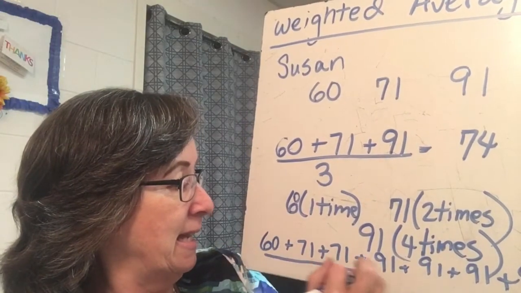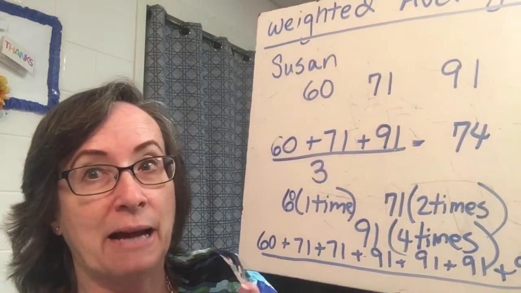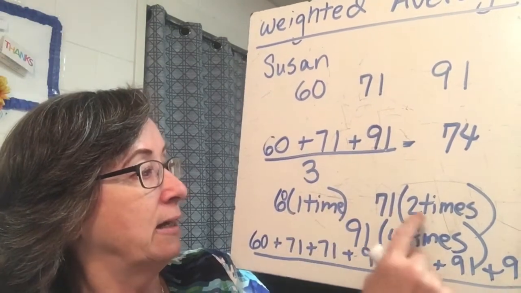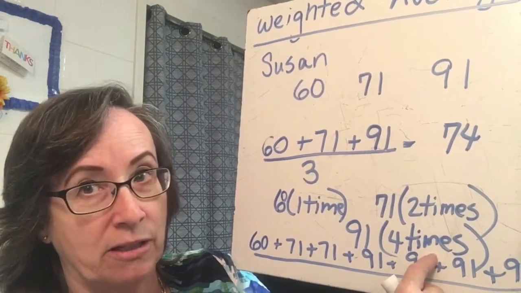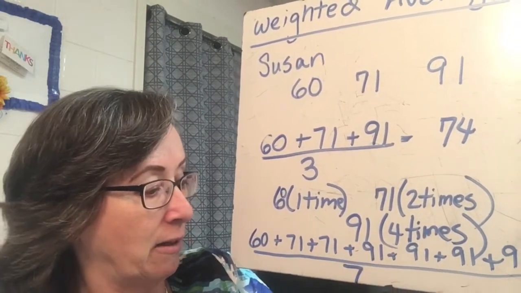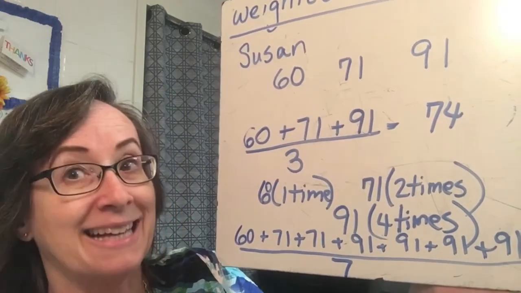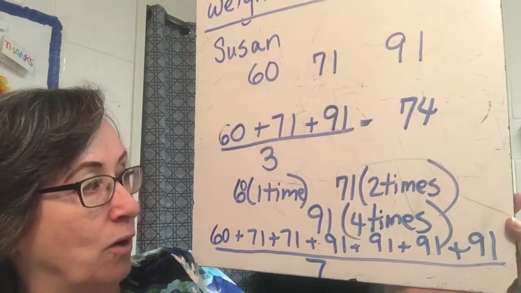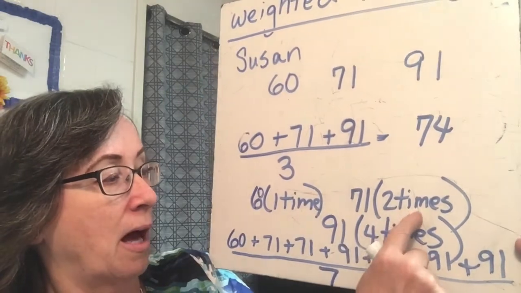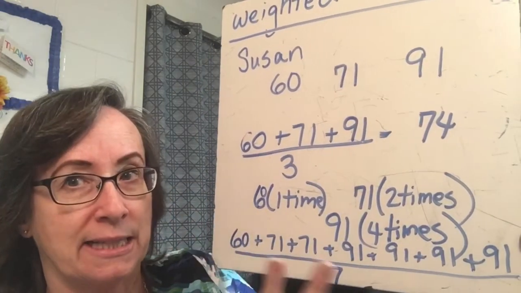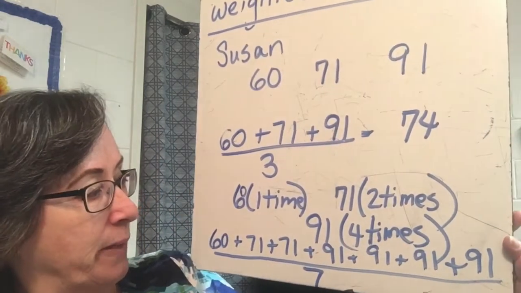And then she said, well, how many grades do I have? 1, 2, 3, 7 grades. So she divided the whole thing by 7, which was the sum of the number of the grades that she had in total.